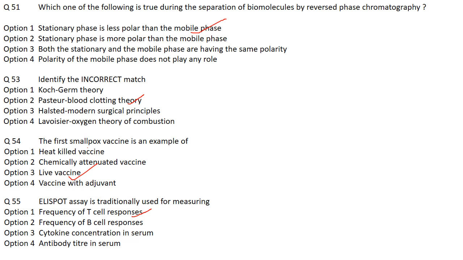Identify the incorrect match. Koch germ theory, Pasteur blood clotting theory. That is incorrect. The next one. The first smallpox vaccine is an example of a live vaccine.